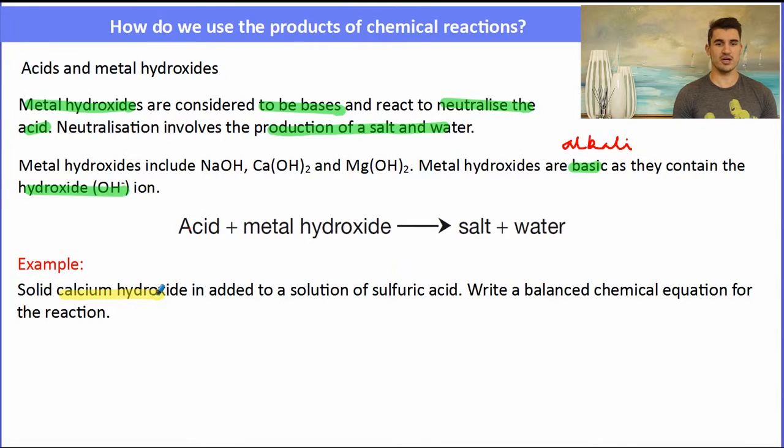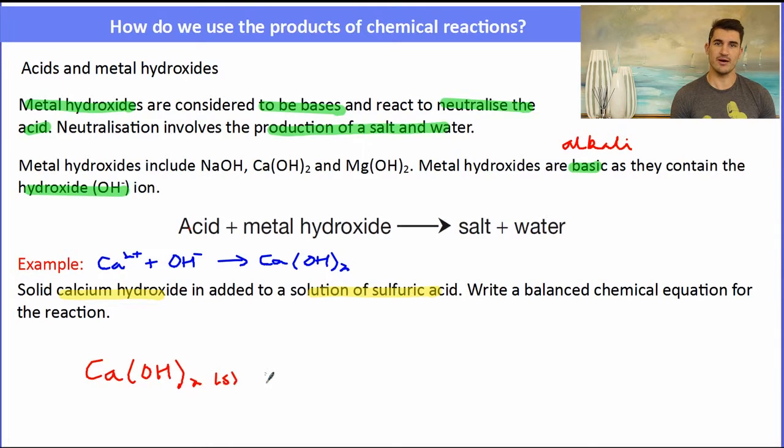So for instance, calcium hydroxide is added to a solution of sulfuric acid. We need to get the formula of calcium hydroxide right. So we have a calcium ion, a hydroxide ion, and the formula would be Ca(OH)2. That is going to be a solid because they said it was a solid. It comes in these tiny little pellets. And then we add that to our acid. Our acid will be aqueous. And then we form our salt and water. So our salt will be made up of calcium sulfate, and then the water is just H2O.